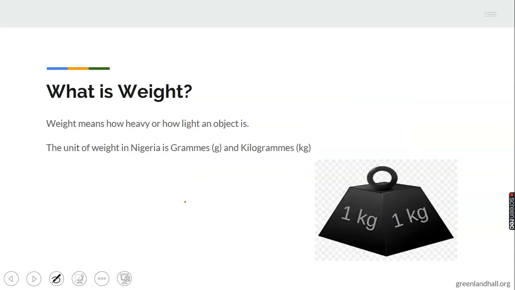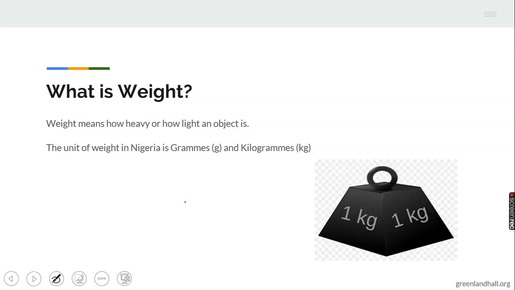Yes, what is weight? Weight means how heavy or how light an object is. Now, when we talk about weight, check your weight. It doesn't really mean that only heavy things have weight. Things that are light too, sometimes they have little weight or no weight at all. So weight means how heavy or how light an object is.